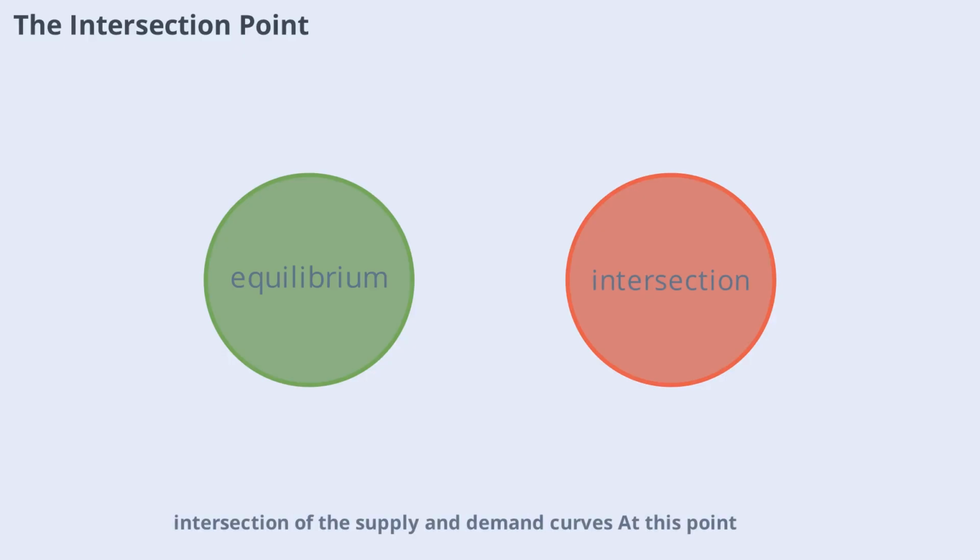At this point, the quantity supplied equals the quantity demanded, resulting in a stable market price. This intersection is not just theoretical, it's observable in real markets where prices adjust until buyers and sellers agree. The equilibrium price ensures that there is neither a surplus nor a shortage, allowing for efficient allocation of resources. Understanding this intersection helps us predict market behavior and anticipate changes when external factors influence supply or demand.